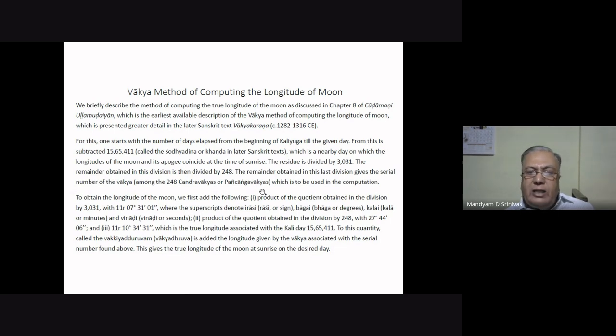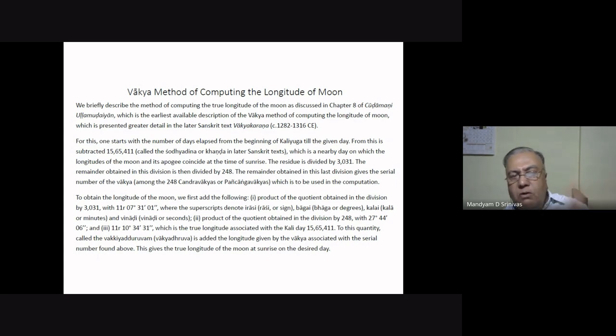This is how to calculate the position of the moon using the Vakya system. You start with some day, say today. You find out how many days have elapsed since the beginning of Kali Yuga. In the 20th century, this number will be between 18 lakh and 19 lakh days, something like that. In the 12th, 13th century, it was 15 lakh days. Now you subtract a number, and you go to a day very near to you.